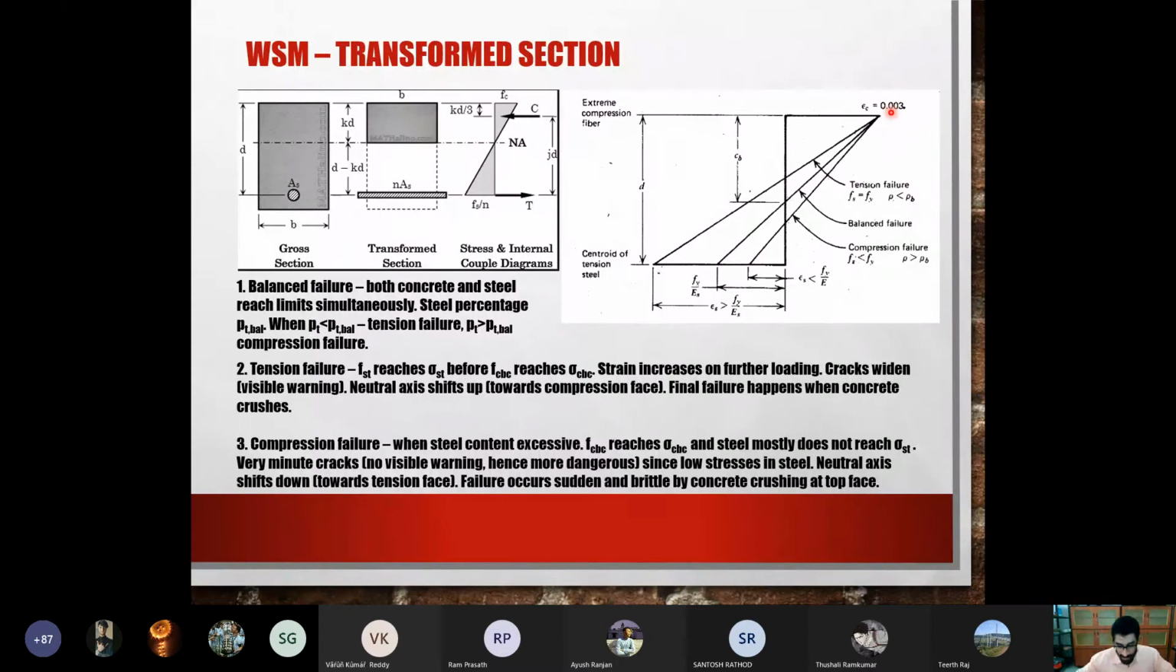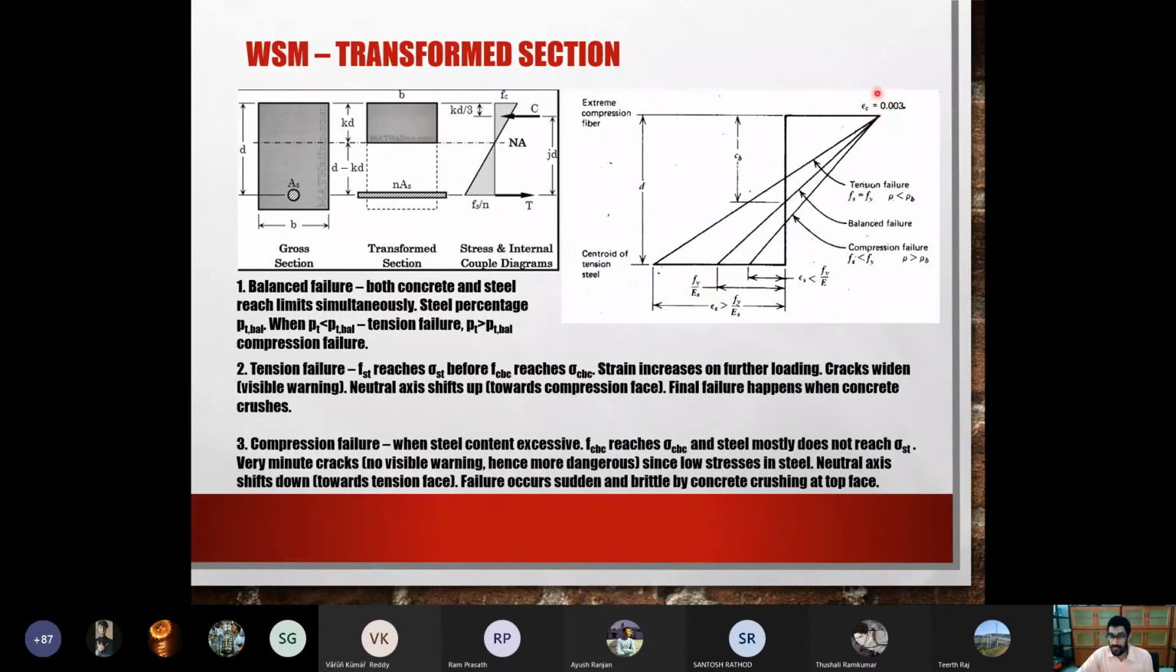0.0035, exactly correct. What's your name? Nirbhay Singh. Okay. Exactly, it's 0.0035. The ACI code uses 0.003, that's why it's shown as 0.003 here. Our IS 456 says 0.0035. So at the top it reaches that particular strain. At the bottom it will reach a strain. The bottom is steel, so you can easily find the strain: just yield stress divided by Young's modulus of steel. That will give you the strain at yield. That is pretty easy for steel.